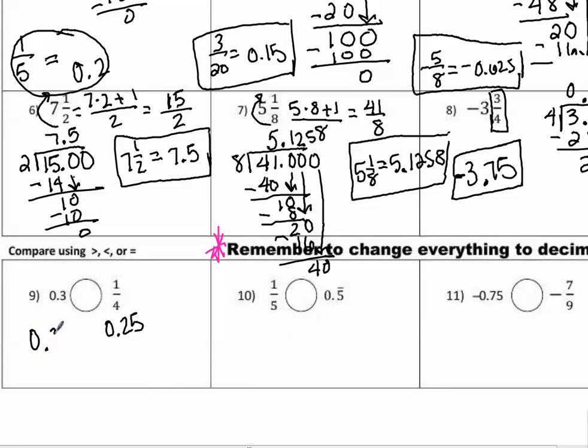If it helps, stack your decimals and make them the same length. For example, you only have 0.3. You can add a 0 on the end so it's the same length as 0.25. Now you can see 30/100 is greater than 25/100.